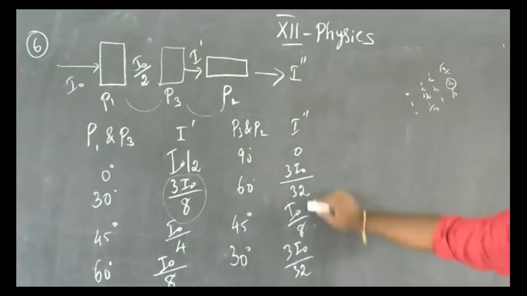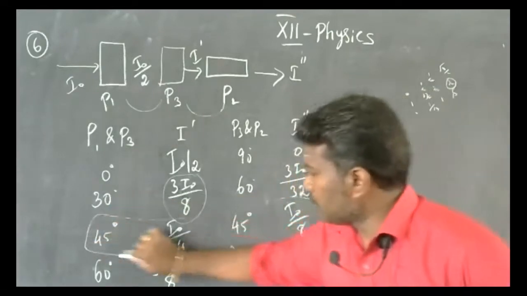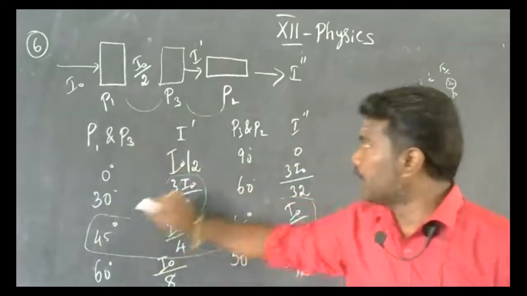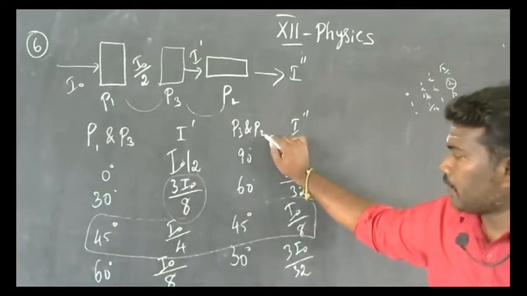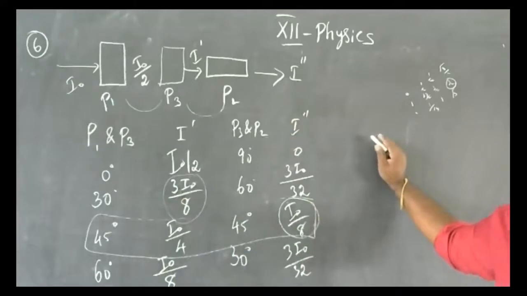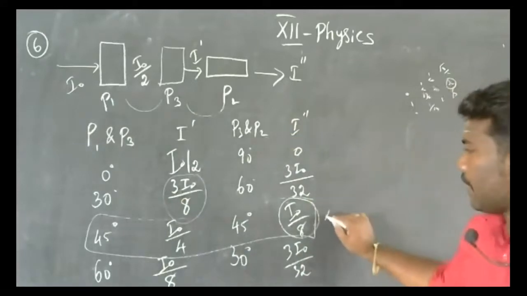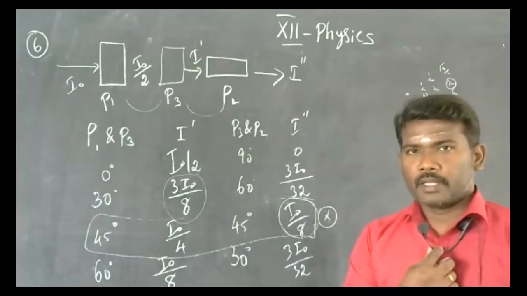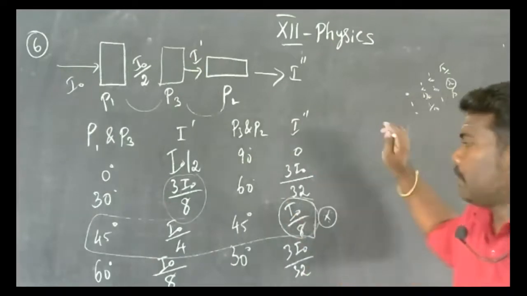So now you compare all these 4 results. In the third arrangement, if you set the angle between P1 and P3 as 45 degree, and also P3 and P2 as 45 degree, the final intensity of the light ray is I naught divided by 8. This is the maximum one. So when the angle between the polaroids in each pair is 45 degree, we get the maximum intensity of the light ray from the whole arrangement.